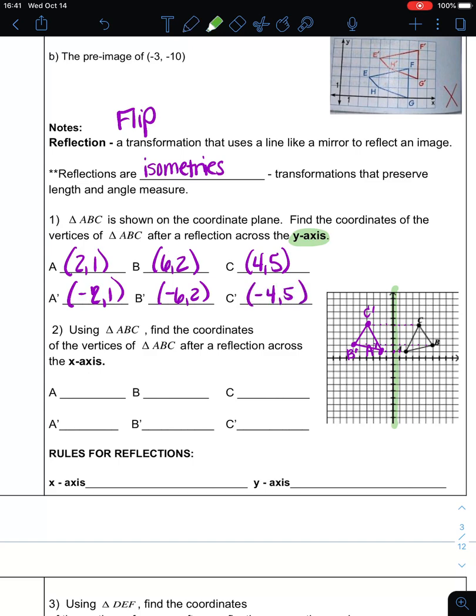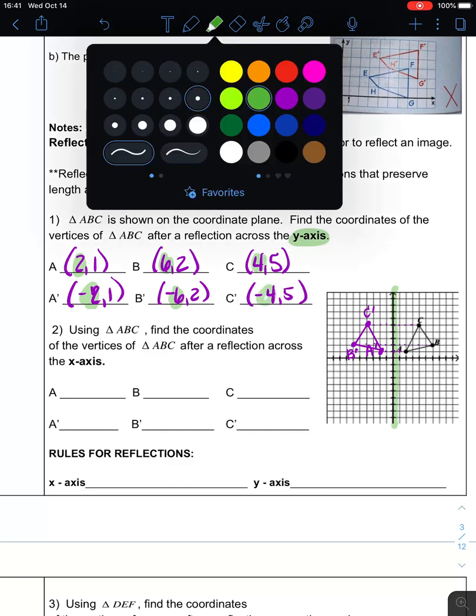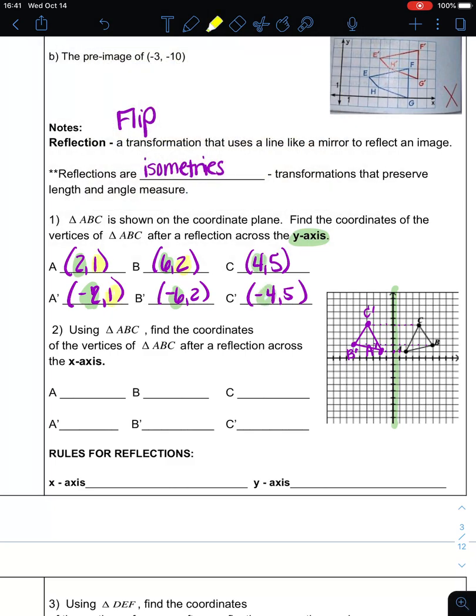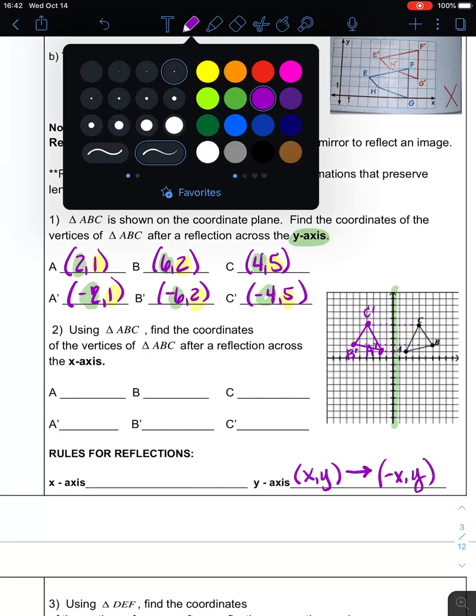Now look at what you noticed. Look at what changed and what didn't. Look at your x values on every single one of these. They became the opposite of what they were. But if you look at all your y values, all of your y values stayed the same. So the rule then would be, if we're reflecting across the y-axis, my original (x, y) becomes (-x, y). So when you're flipping over the vertical axis, your horizontal coordinate, which is x, is going to change.